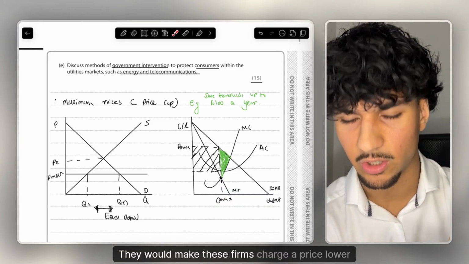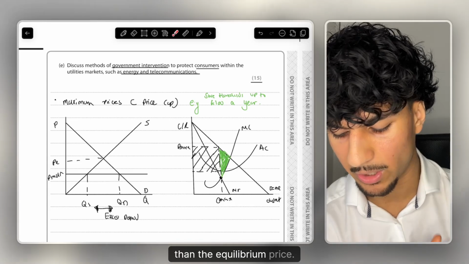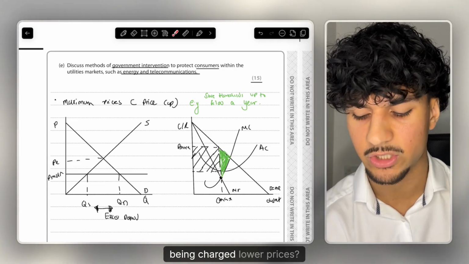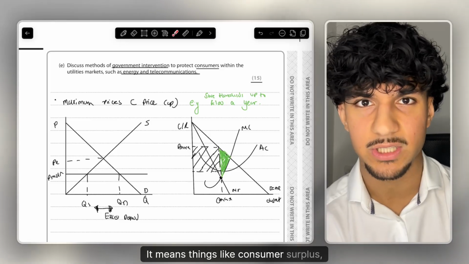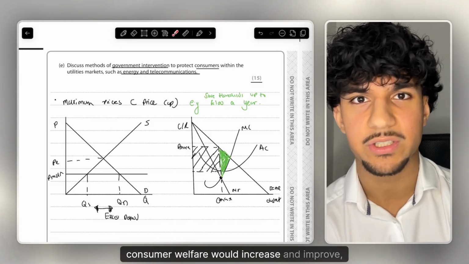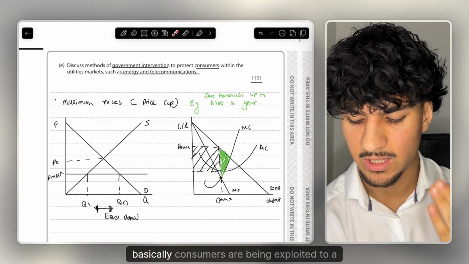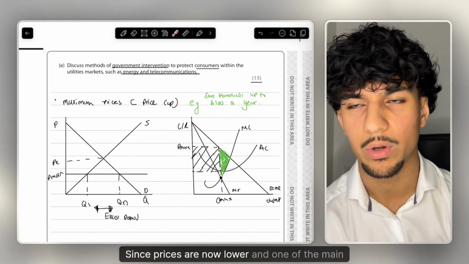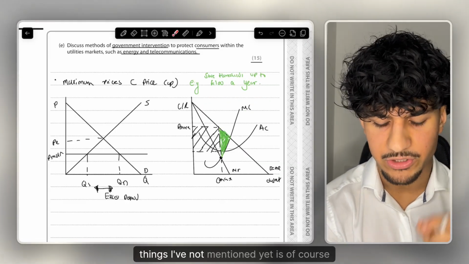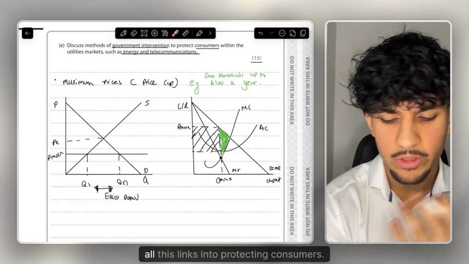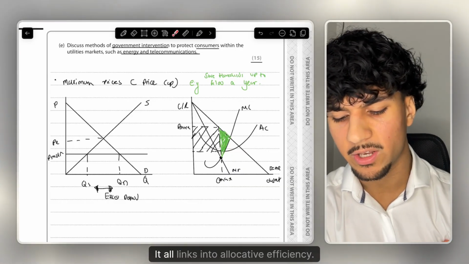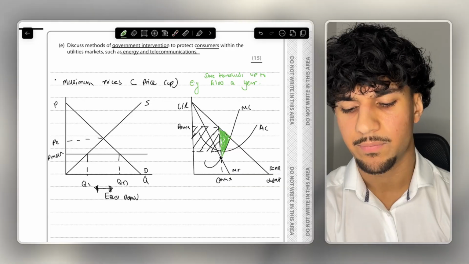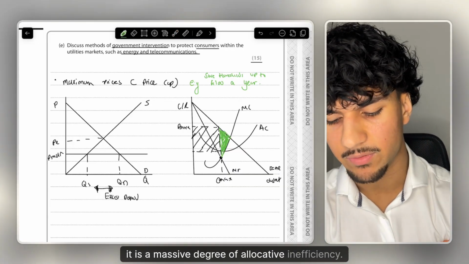They would make these firms charge a price lower than the equilibrium price, thus meaning that, of course, what effects would that mean? If now consumers are being charged lower prices, it means things like consumer surplus and consumer welfare would increase and improve. And thus, as a conclusion, basically, consumers are being exploited to a lesser degree. Why? Since prices are now lower. And one of the main things I've not mentioned yet is, of course, all this links into protecting consumers. It all links into allocative efficiency. And of course, with consumers being exploited, it is a massive degree of allocative inefficiency.